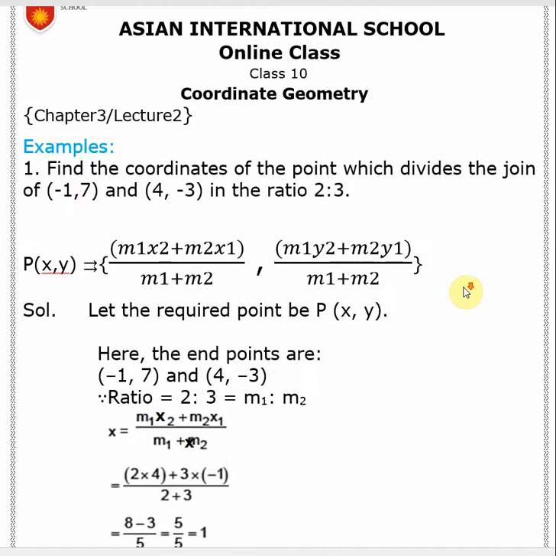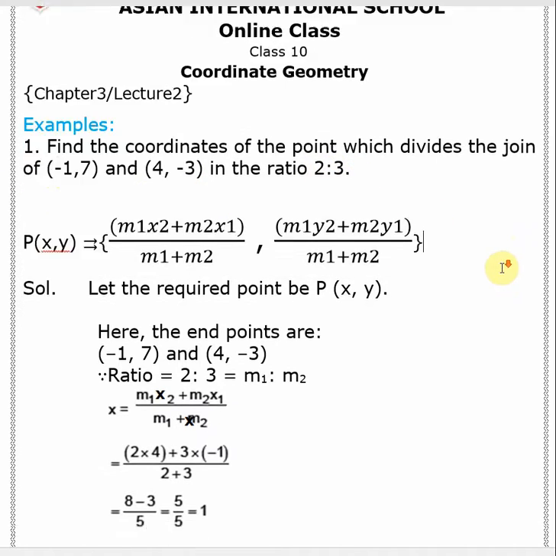Let's do the sum. So we have to find x and y. Here the ratio 2:3, that is m1 is to m2 given, coordinate of x1 y1 given, x2 y2 given. So we just have to put all these values into this formula. We have to put all the values of x1 y1, x2 y2 and m1 m2.